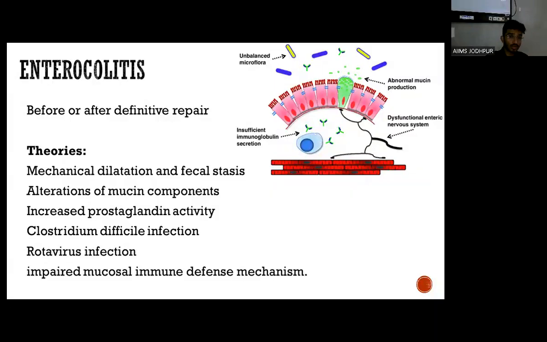it can occur before and after surgery, and the pathophysiology and theories behind enterocolitis are as follows: mechanical dilation and fecal stasis, alteration of the mucinous component, and increase in prostaglandin activity. Further added are Clostridium difficile infection and rotavirus infection, and also impaired immune defense mechanism. So this as a complex would lead to enterocolitis in children.